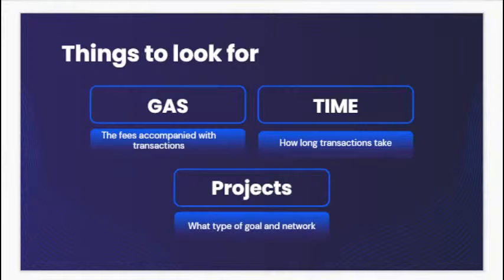I'm sorry, you said my volume's a little bit low. Does this help a little bit?